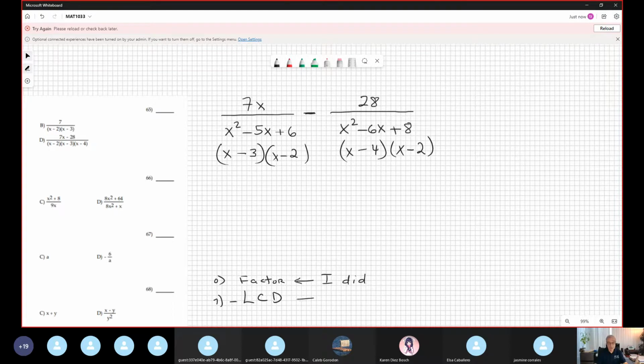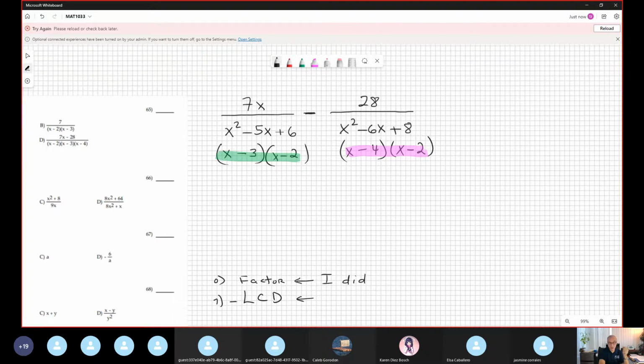Now I am ready to do the LCD. What is the LCD between this denominator and this denominator? Please help me. I repeat one more time the rule. The rule says you take every factor, no omission. What are the factors that we have in this problem? Well, x minus 3 taking, x minus 2 taking, x minus 4 taking.